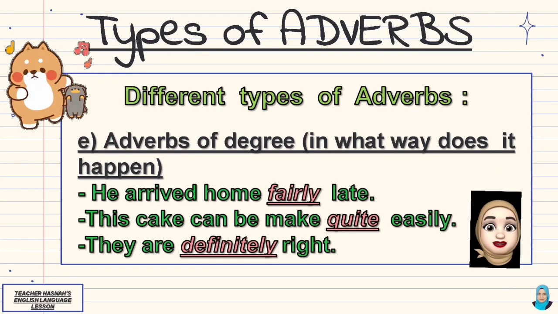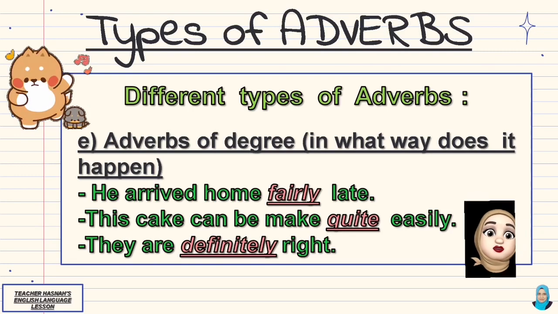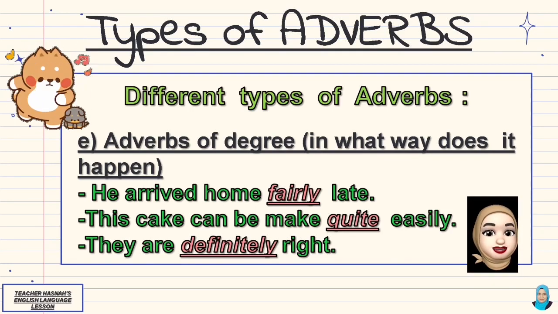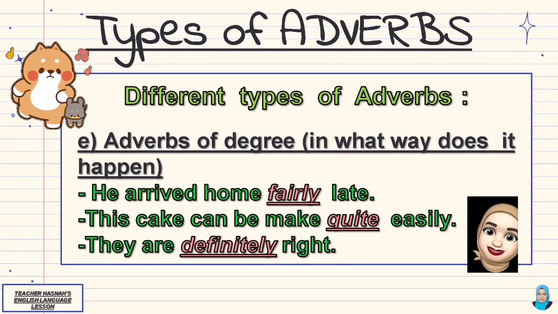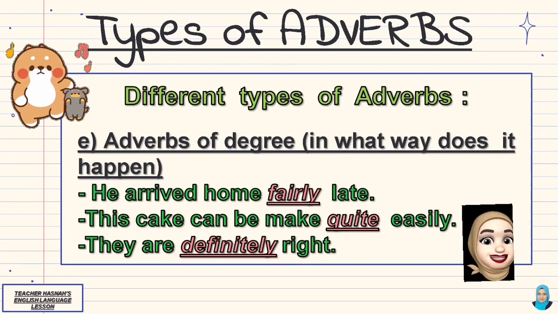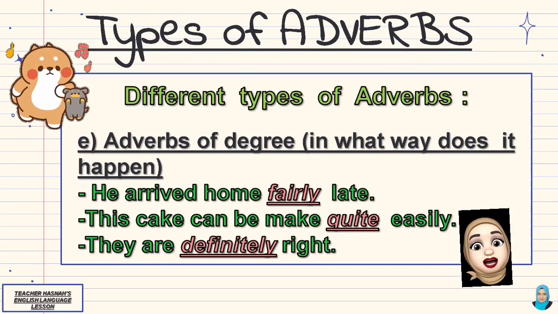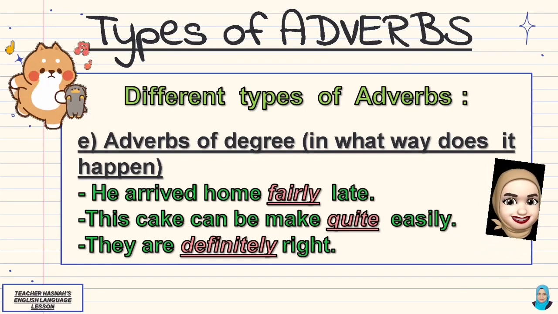Now we also have adverbs of degree. In what ways does it happen? Now let's look at the examples. He arrived home fairly late. The cake can be made quite easily. They are definitely right.